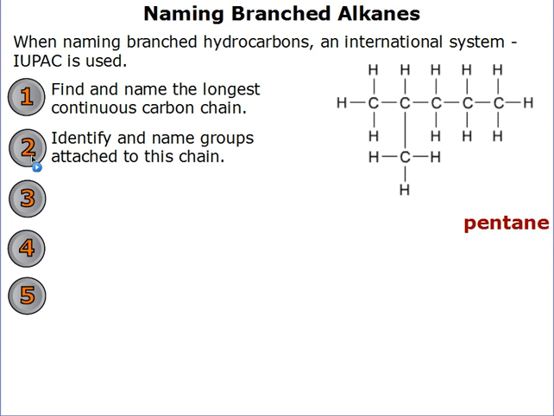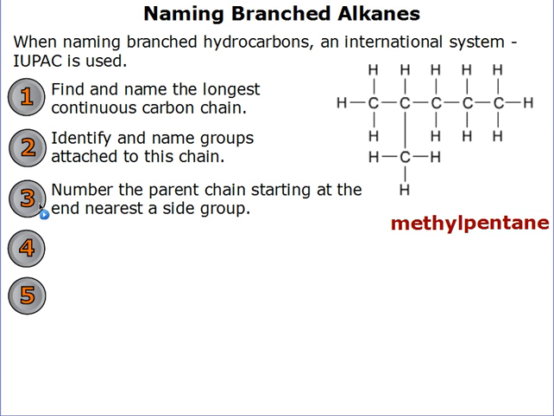Second step is to identify and name the groups attached to the chain. So if we take this group here and say it's our side chain, that's a CH3 side group, with 1 carbon and 3 hydrogens attached to it, and that will have a prefix of meth, and remember the side chain ends in YL, so it would be a methyl pentane. And methyl gets written in the front of this name. Third step is we want to number the parent chain starting at the end nearest the side group.